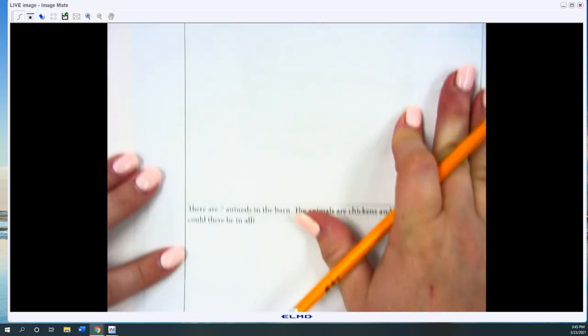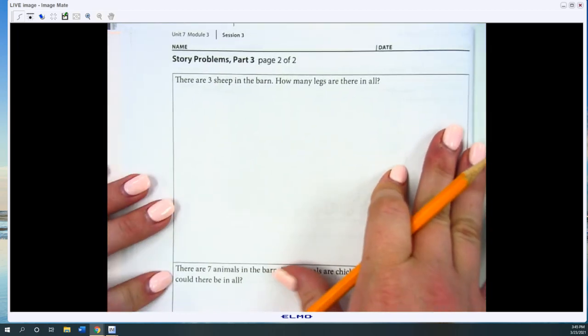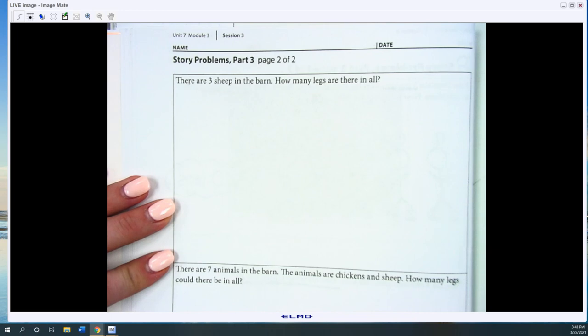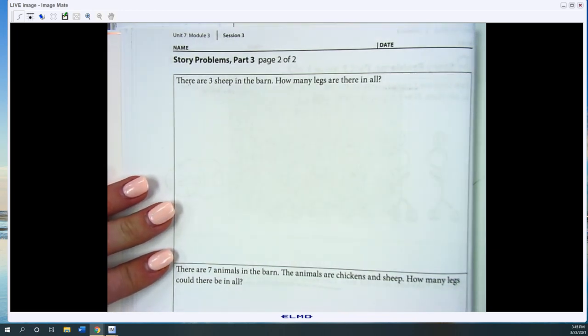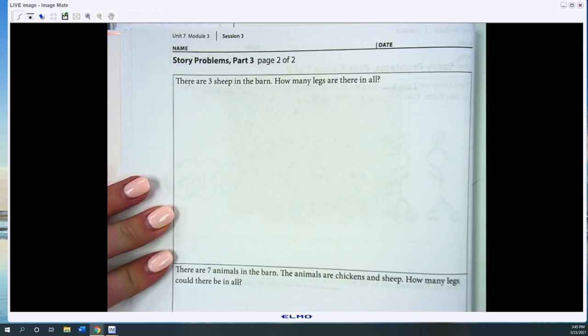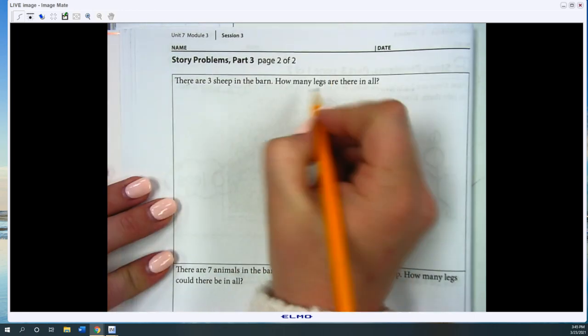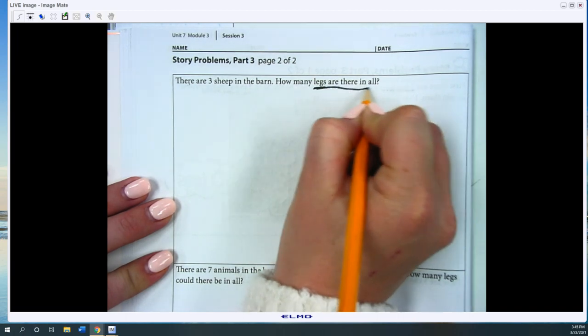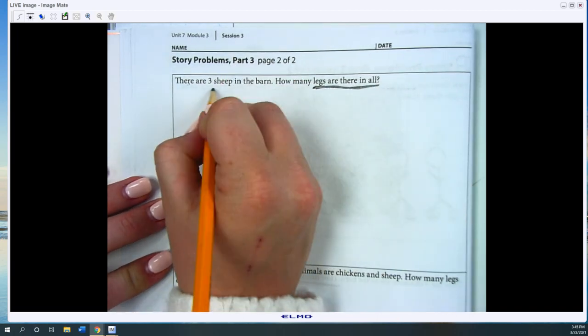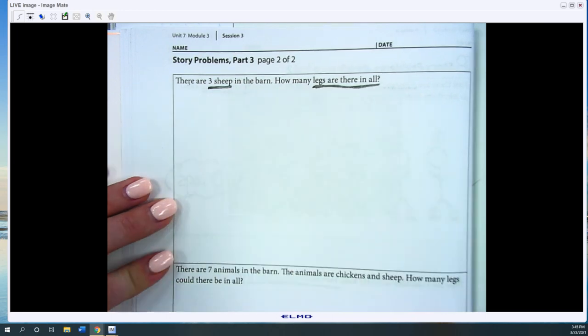And there's 2 more problems on the back side. This one says, there are 3 sheep in the barn. How many legs are there in all? Again, it's asking about legs, but this time it's asking about sheep. So again, I'm going to help you out. How many legs does one sheep have? So figure that out first and then decide how many 3 sheep have.